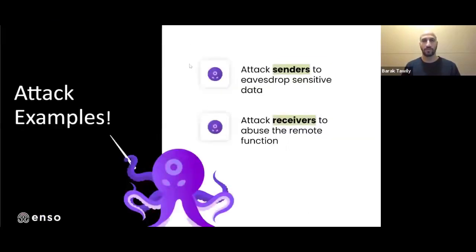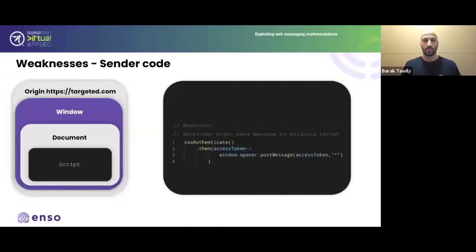So let's see some attack examples. We can attack senders to eavesdrop on sensitive data, and we can attack receivers in order to abuse the remote functionality to do malicious operations. So let's see an example of vulnerable sender code. On the left we have the targeted .com origin, and it implemented this script. This script is calling an SSO authenticate call.